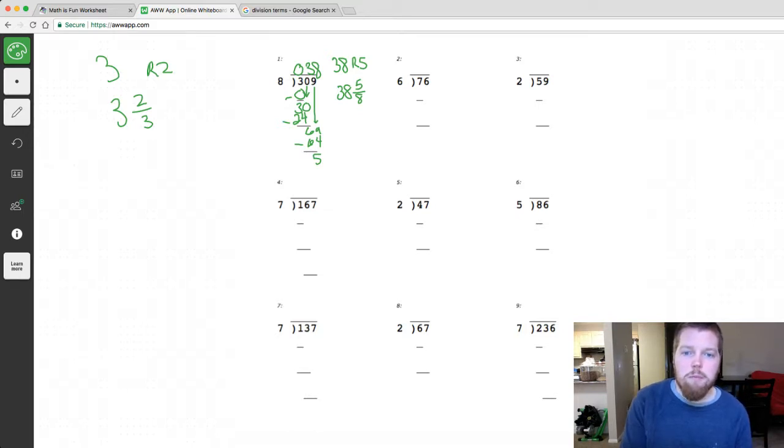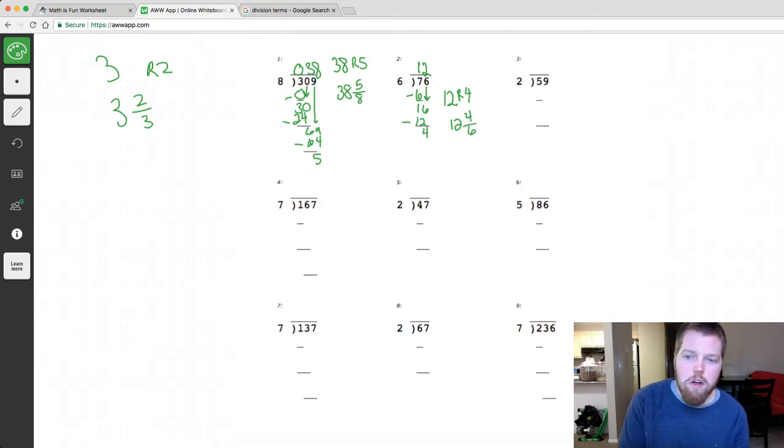Alright, number 2. Can 6 go into 7? Yes, it can. 1 times 6 is 6. Do our subtraction. Bring down our next digit. How many times can 6 go into 16? Without going over, that'd be 2 times 6 is 12. Do our subtraction. 4. 12 remainder 4, or 12 and 4 over 6.